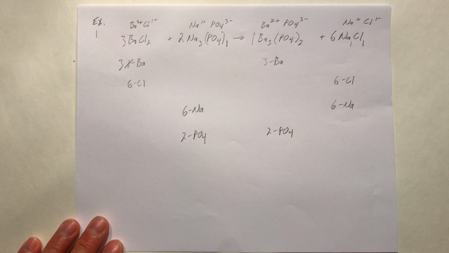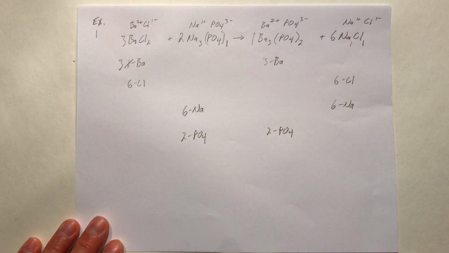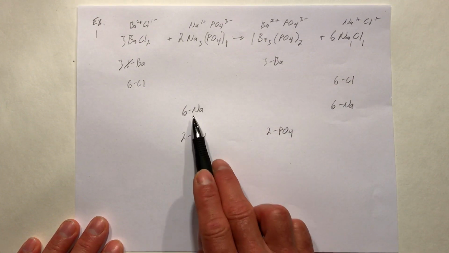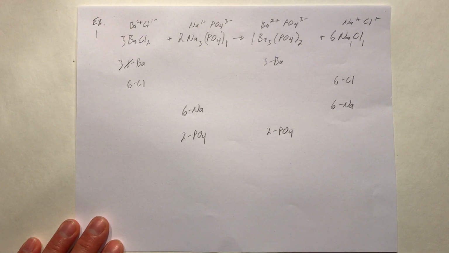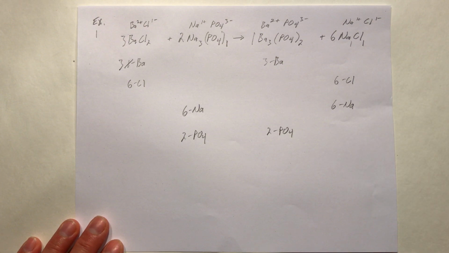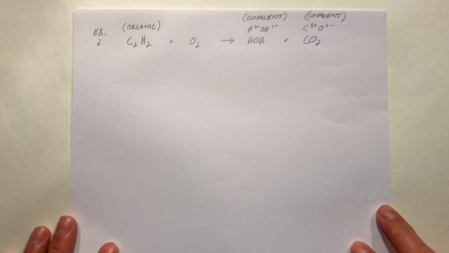While it may be a little bit tedious sometimes to write the 1s in there or to put parentheses where you really don't need them, it's sometimes a good idea to make sure that you're counting correctly, and it sure makes it easier to make sure you've done this correctly. We have 3 Bas, 3 Bas, 6 Cls, 6 Cls, 6 Nas, 6 Nas, 2 PO4s, 2 PO4s. And you can go through and multiply out coefficients times subscripts and verify those numbers. The one nice thing about balancing equations is you should know when you have it balanced and when you don't, as long as you do good counting.